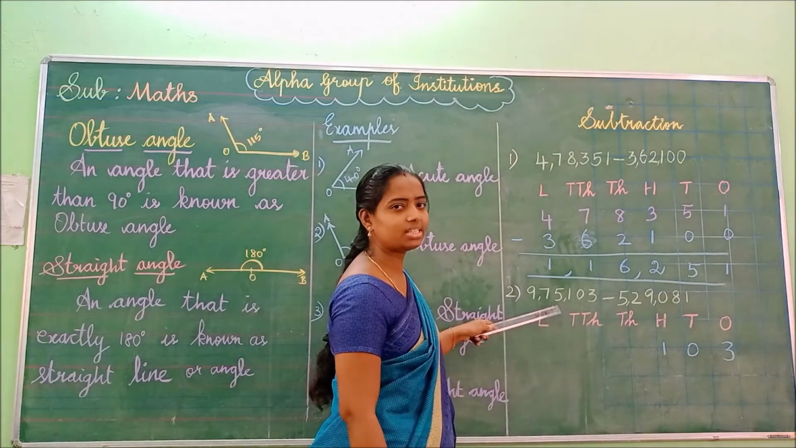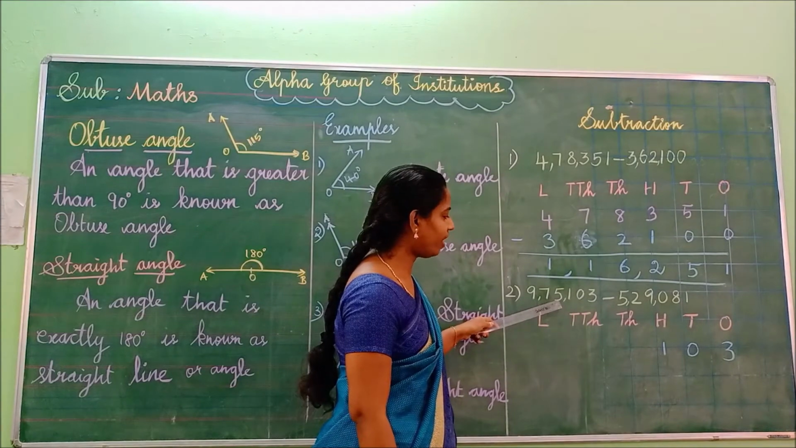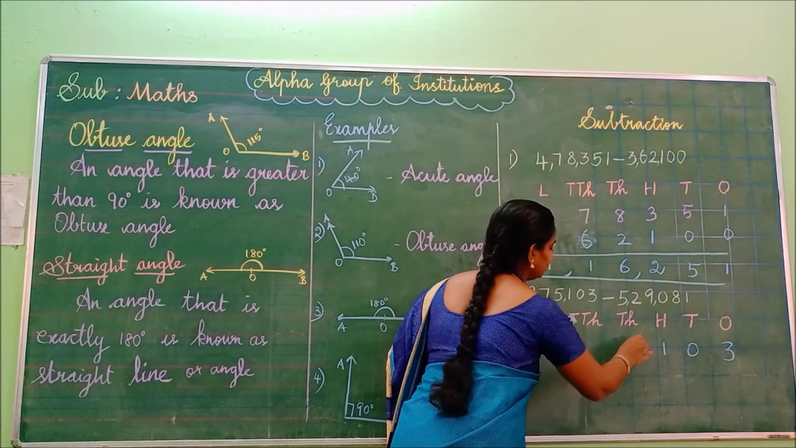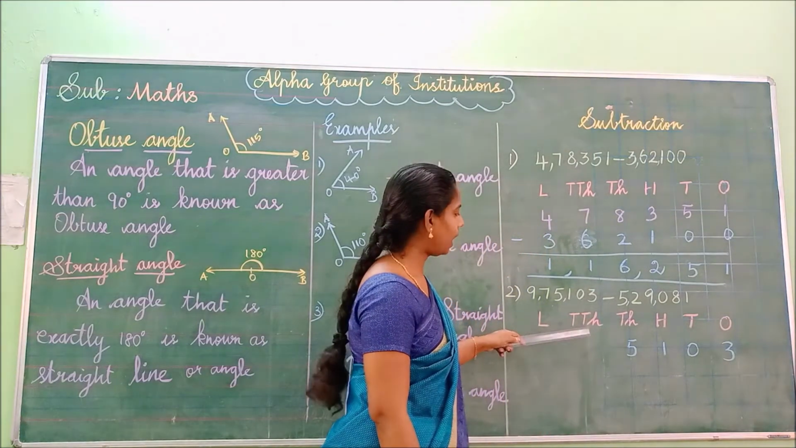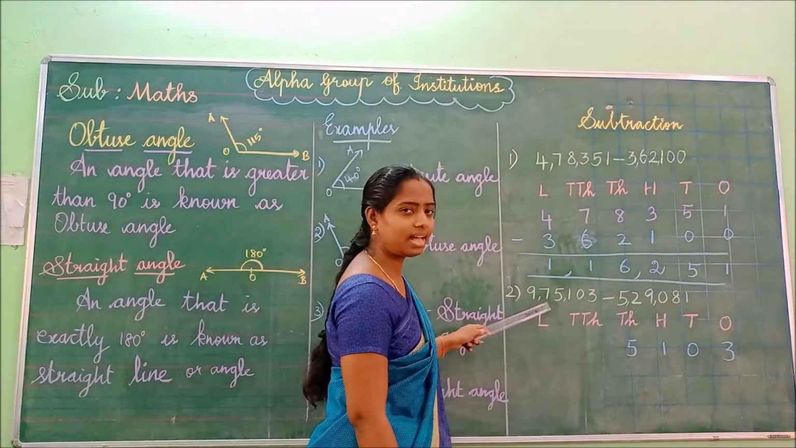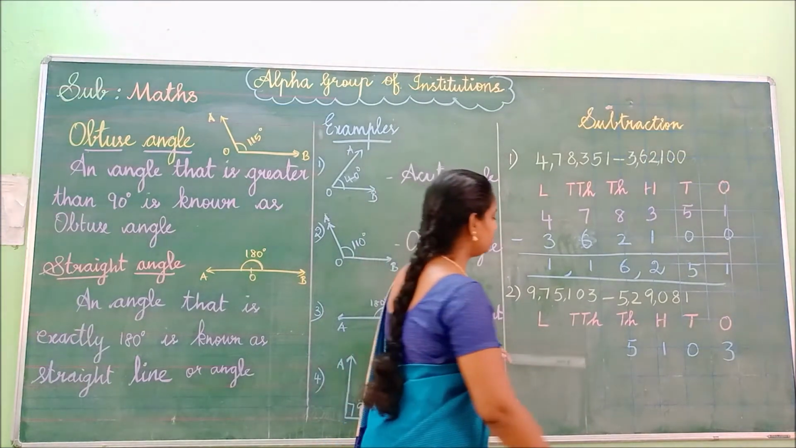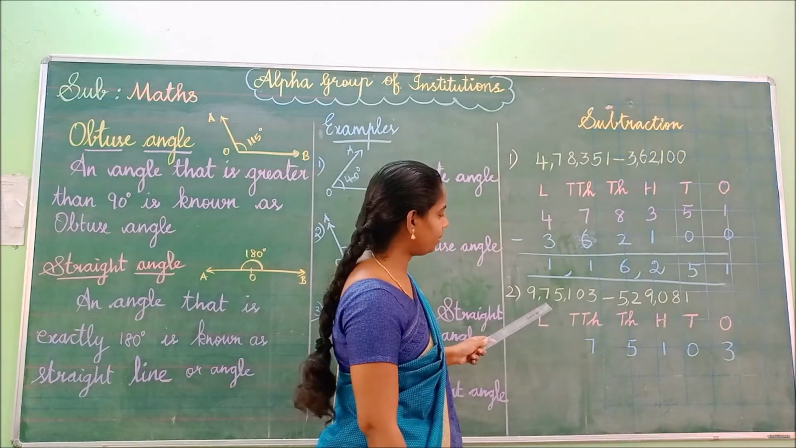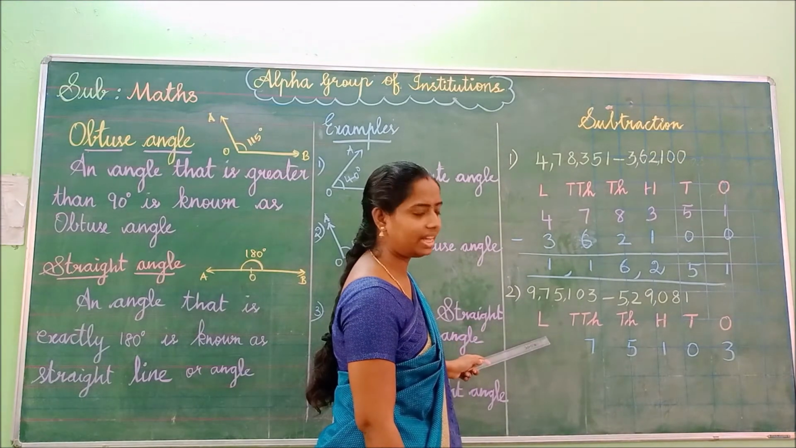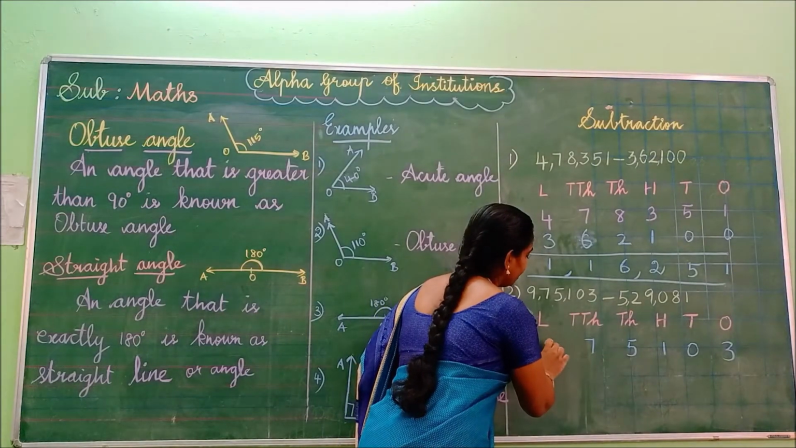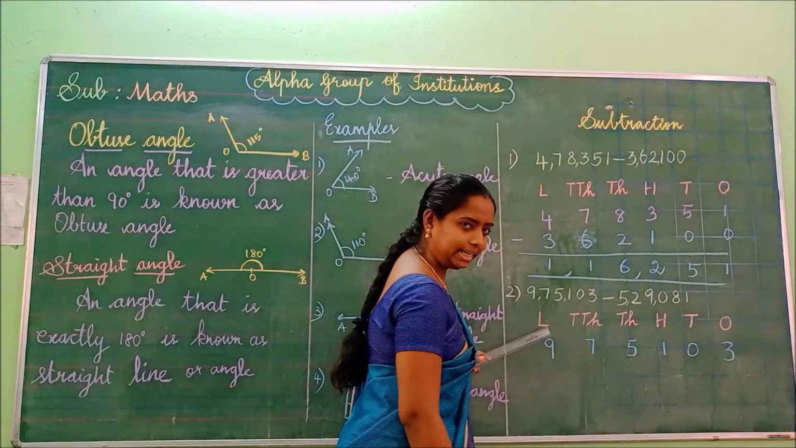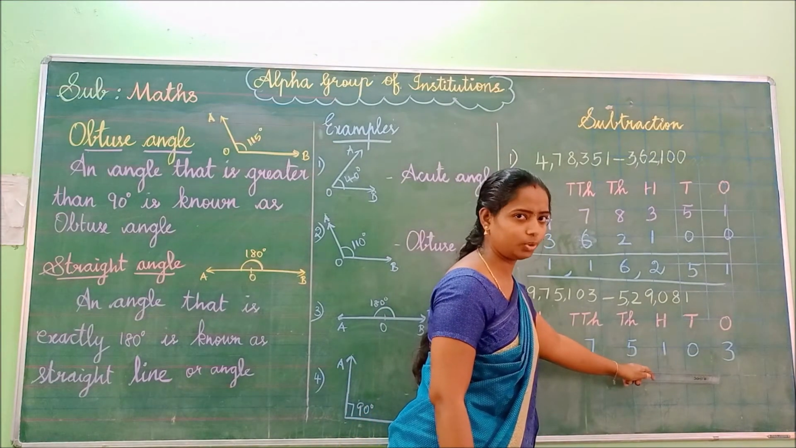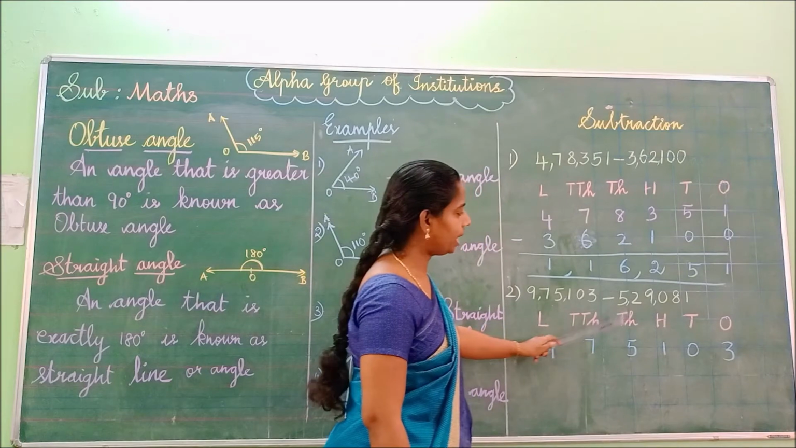Okay, and then see 5. What is it? 5. We have to place this 5 to the thousands place. Okay, 5. And then 10,000. We have to place this 7 to the 10,000. And then last is 9. We have to place this 9 to the lakhs place. Okay, 9. So what we got? 9,75,103.